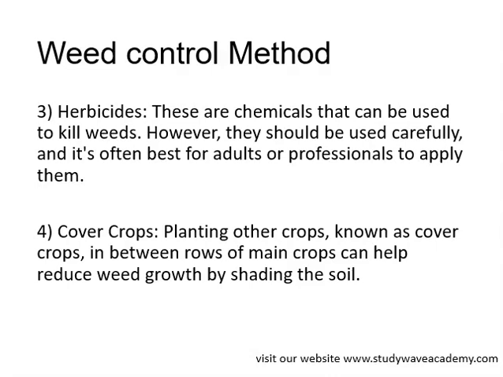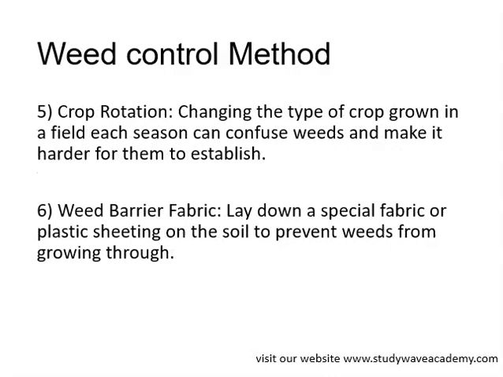We have cover crops. Planting other crops known as cover crops in other rows of the main crops can help reduce weed growth by shading the soil. Okay, that can help in reducing weed. It can help in controlling weed. Crop rotation, changing the type of crop grown in a field each season can confuse weed and make it hard for them to establish.